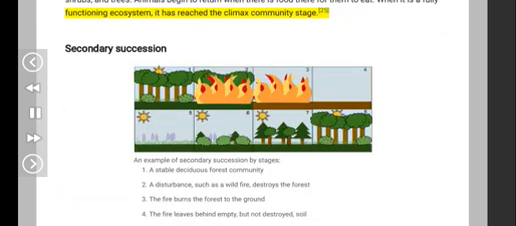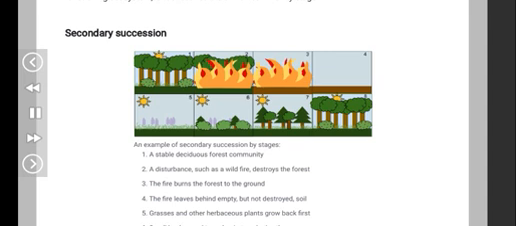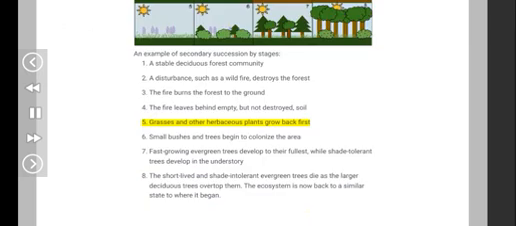Secondary succession. An example of secondary succession by stages. 1. A stable deciduous forest community. 2. A disturbance, such as a wildfire, destroys the forest. 3. The fire burns the forest to the ground. 4. The fire leaves behind empty, but not destroyed, soil. 5. Grasses and other herbaceous plants grow back first.